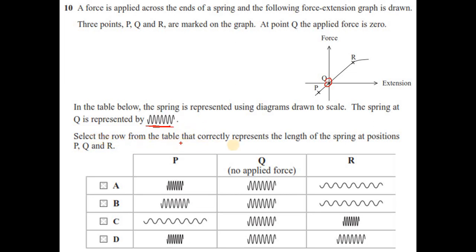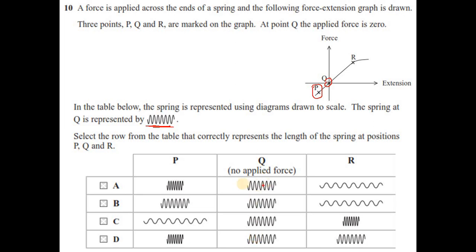Select the row of the table that correctly represents the length of the spring at the positions P, Q, and R. So if you see R, for R you have a positive force. That means you have extension. So a spring is being extended. And for P, you have a negative force, in the sense of opposite direction. So for P, a spring is being compressed. For R, you have extension, and Q is an unchanged shape. So for the second column, Q has the same shape.